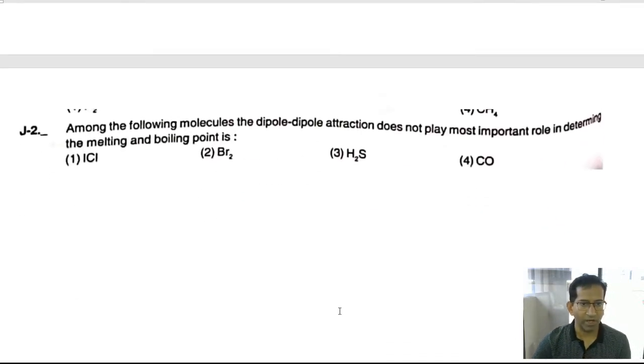Next question. Among the following molecules, the dipole-dipole attraction does not play the most important role in the melting point and boiling point. Means what? Dipole-dipole attraction should not take place. Means the molecule should be non-polar.